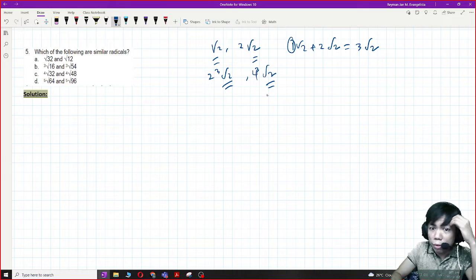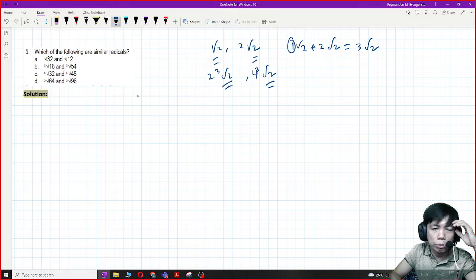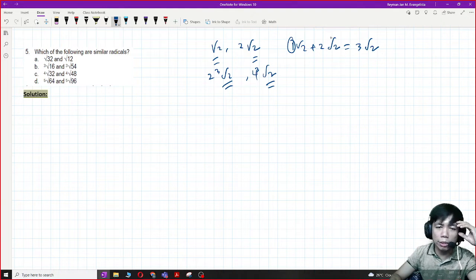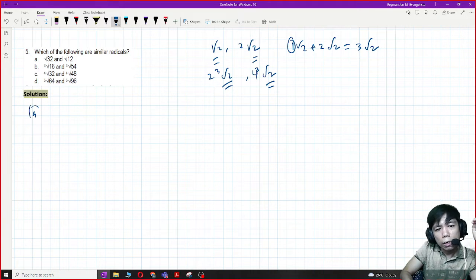So now, let's go to the options. Alin sa mga options natin ang merong similar radical? So you have to simplify each radical, one by one. Letter A, meron tayong square root of 32 and then square root of 12. So start with square root of 32.